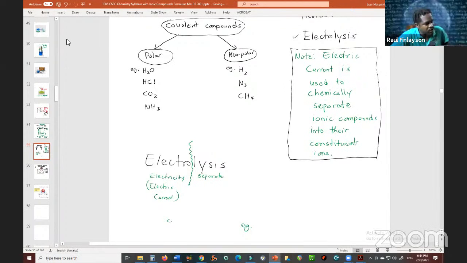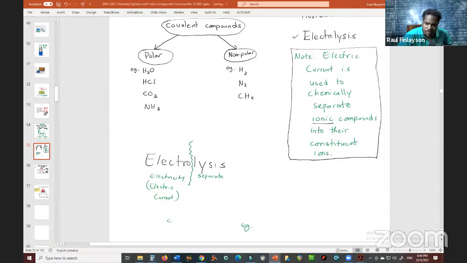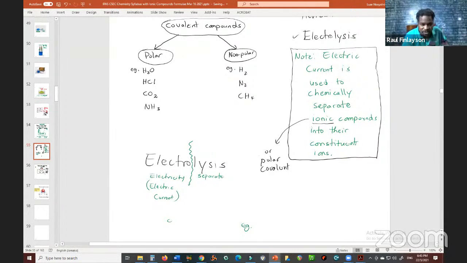You guys have any questions? No, sir. All right. And so we could modify this definition to say polar covalent compounds can be separated into their constituent ions. All right. So water can be separated. Next class, we're going into details. What does water separate into? All right.